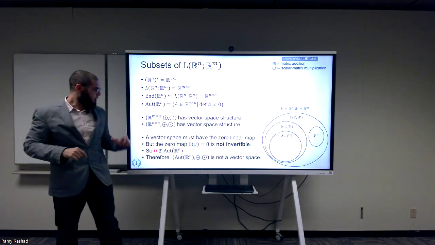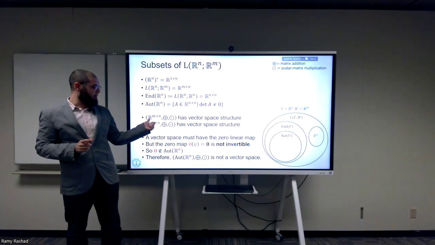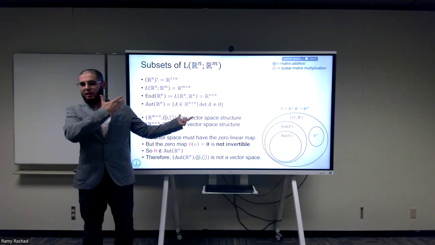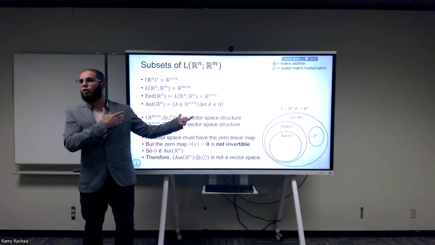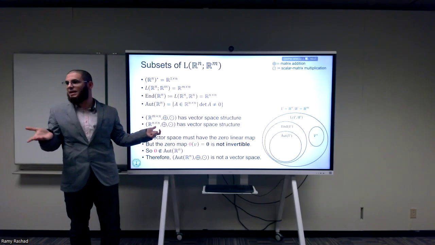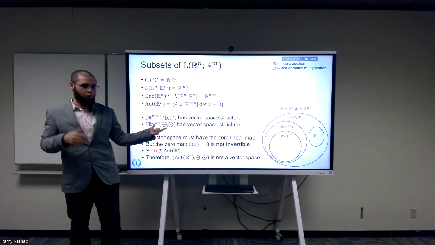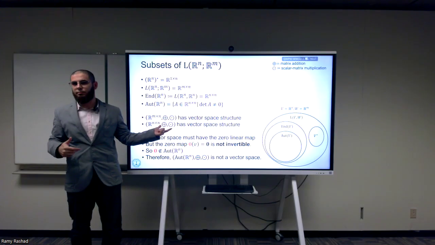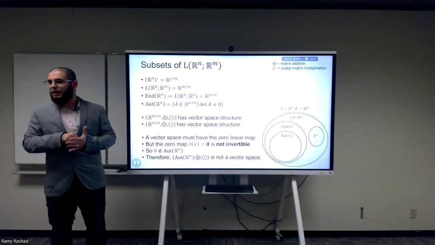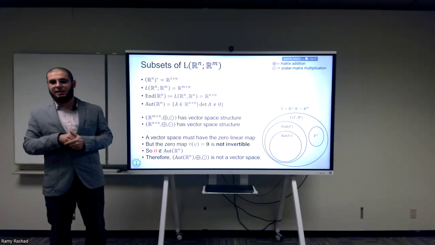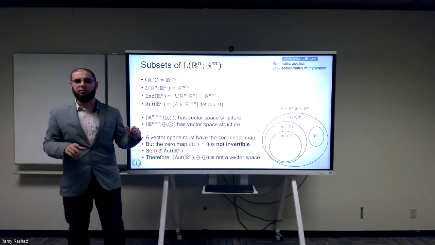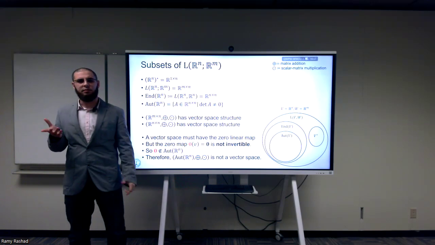If I take these two operations and I give them with Rm times n, they have a vector space structure. That's actually one of the examples that we saw earlier. And if I choose m and n to be the same, I just look at square matrices. This also has a vector space structure. A vector space, one of the conditions that it must have was, you remember, the zero element. Remember? What was the zero element?